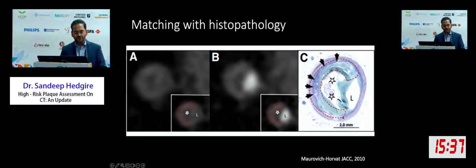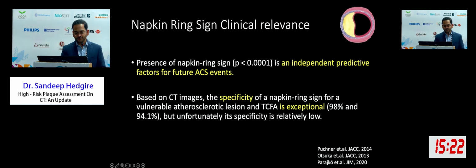This is an example from the literature where you can appreciate the high-risk plaque feature in terms of a rim of high density in figure B, and then what high density there is represented is actually a fibrous tissue within the plaque itself. Similar to the other two plaque features I showed, napkin ring sign is also an independent predictor of future acute coronary syndrome. The specificity is exceptional, but sensitivity is very low in detection in patients who have these findings.